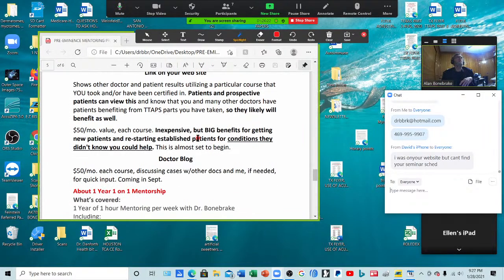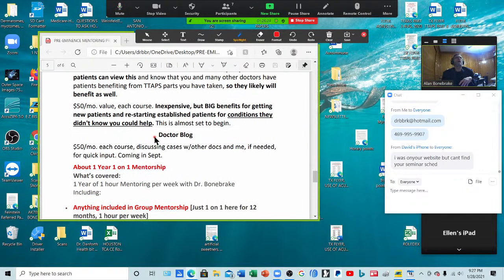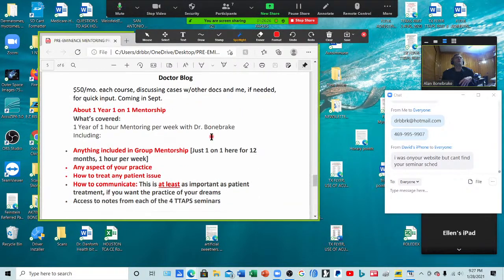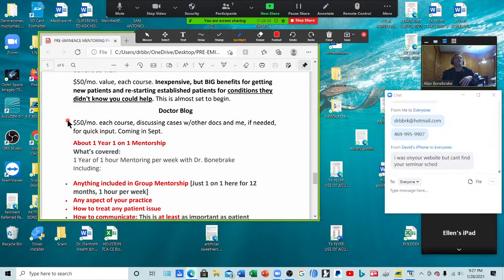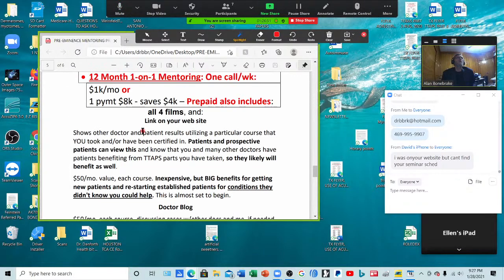Well worth the money. Then we're going to set up a doctor's blog where you can interact with other doctors. Say, I don't know what to do with this, what do you think I should do? Or, I did this and this is what I used. Not only will it show TTAPS, but the doctors' own experience from other things that they're doing. So there's even a multiplicative effect on that. Very powerful. And that's only $50 each per month. Or if you're in the one-year mentoring, you get those both for free.